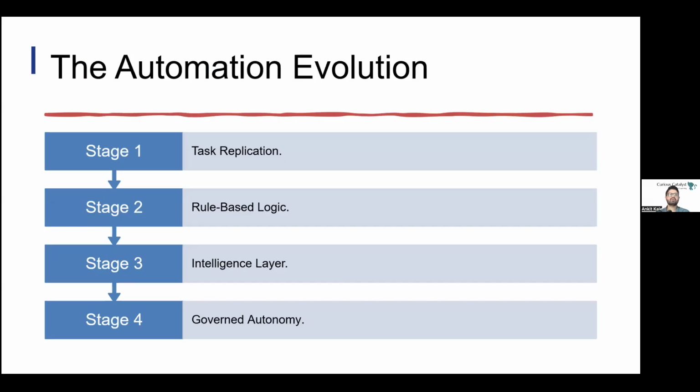Now let me show you how organizations typically evolve their automation. Stage one is task replication. Everyone starts here. Take what I do manually, do it faster. This is the copy paste kind of automation. Then the second stage is rule based logic. You get smarter, you add if-then branching. If the amount is greater than $10,000, route here, otherwise, route there. You are scaling your rules. Most organizations really are good at stage one and stage two, as I already mentioned.